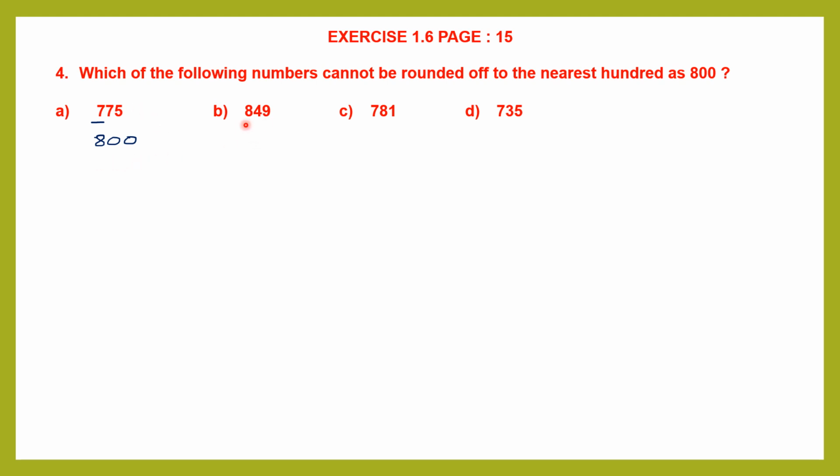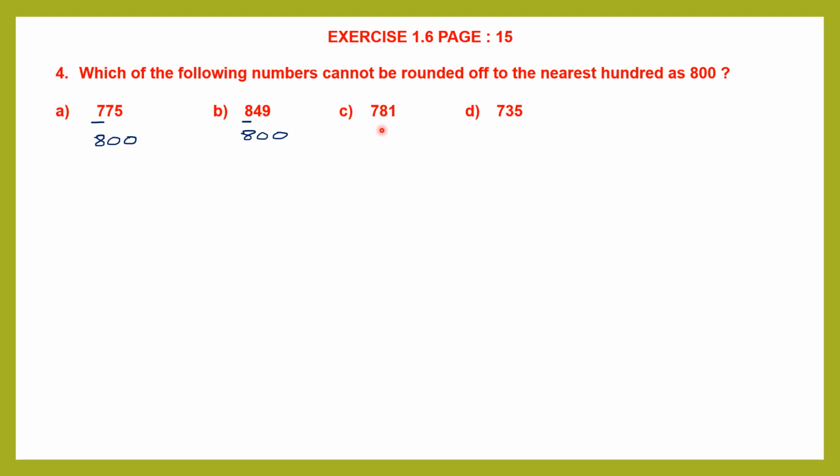Let's go to the next one. Here the digit in the hundreds place is 8. And now, which is the digit to the right of 8? It is 4, which is less than 5. If it is less than 5, the underlined digit will not change. It will remain the same. So that is going to be 8 and the other two digits will be 2 zeros. That means even 849 can be rounded off to the nearest hundred as 800.